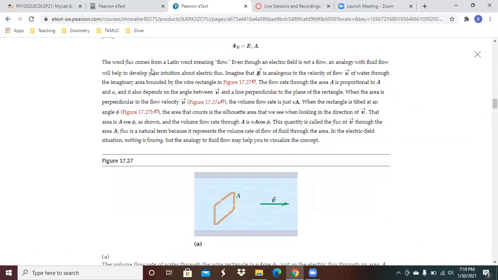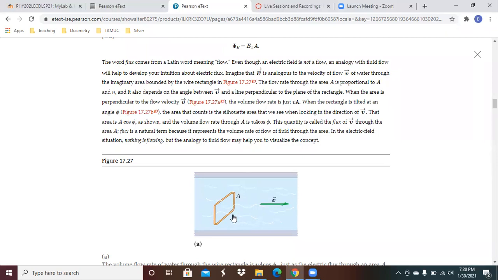Now, the word flux comes from a Latin word meaning flow. We don't really look at the electric field as a flow, but the analogy, if we were to look at it as a fluid, like in this case right here, might help you understand that. So imagine that the electric field is going to be analogous to the velocity of flow of water through an imaginary boundary that's this wire here, this wire rectangle. The flow rate through this particular area is going to be proportional to A and V, and it's also going to depend on the angle between V and the line that's perpendicular to the surface here.